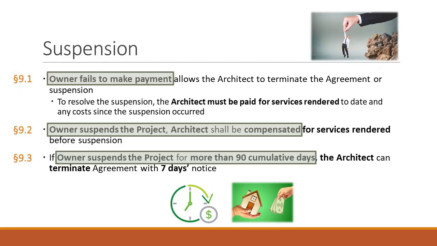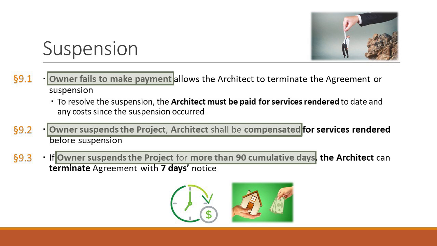So, 9.1. How can the architect terminate? Well, the first one's pretty simple. If the owner fails to make payments to the architect in accordance with its agreement, it's substantial non-performance and the architect can terminate. That's easy. You give 7 days written notice, you can either suspend, and then you give 7 days written notice, and you can terminate. You don't pay me, I'm not going to work for you, I'm terminating the contract.